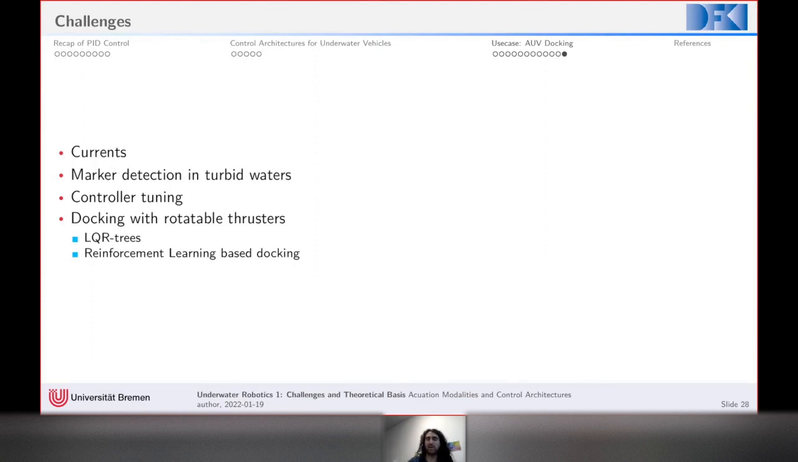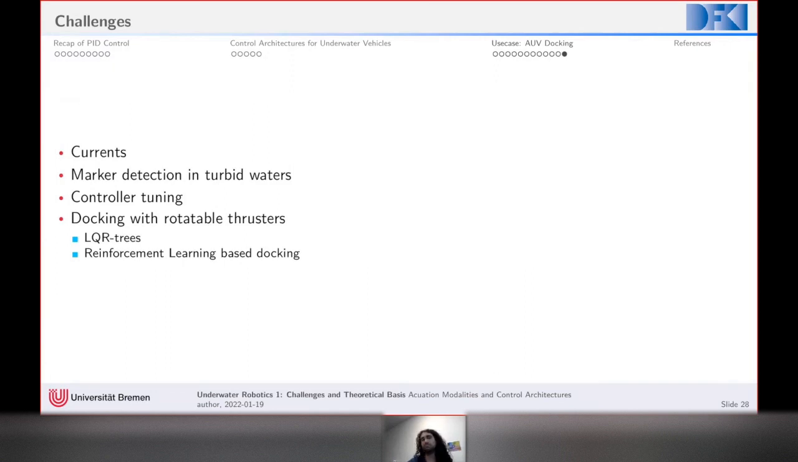So this range that we have is going to get way closer. Controller tuning is also something. For one robot, once we fine-tune that, if the currents are not drastically changing, if we don't have strong currents, we don't have to change it. But of course, tuning it for different robots is a bit harder.